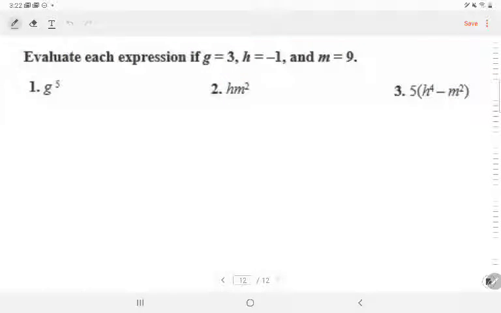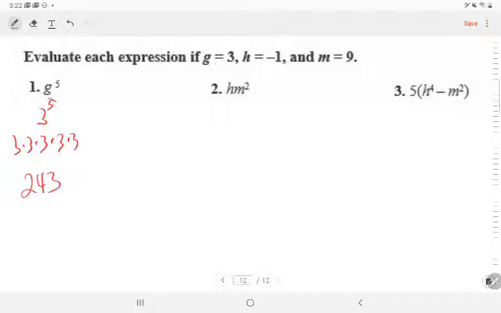Okay? So let's look at a couple of those. We have g to the 5th. So that would be 3 to the 5th, because g equals 3. So that would be 3 times 3 times 3 times 3 times 3. And that is going to equal 243. Okay?